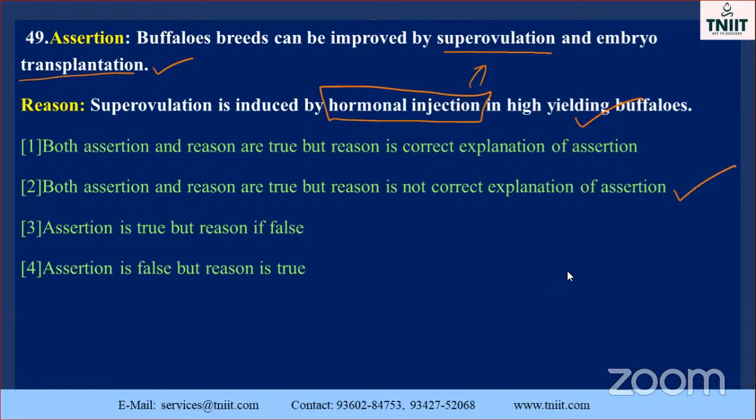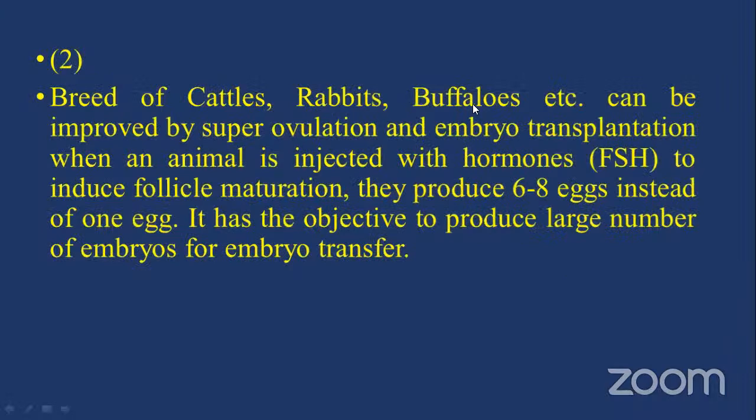How will it be there? See that option. Breed of cattle, rabbits, buffalo, etc. can be improved by super ovulation and embryo transplantation. When an animal is injected with the hormone FSH, follicle stimulating hormone, to induce follicle maturation, they produce 6 to 8 eggs instead of 1 egg. It has the objective to produce a large number of embryos for embryo transfer. Okay, this is the correct option.